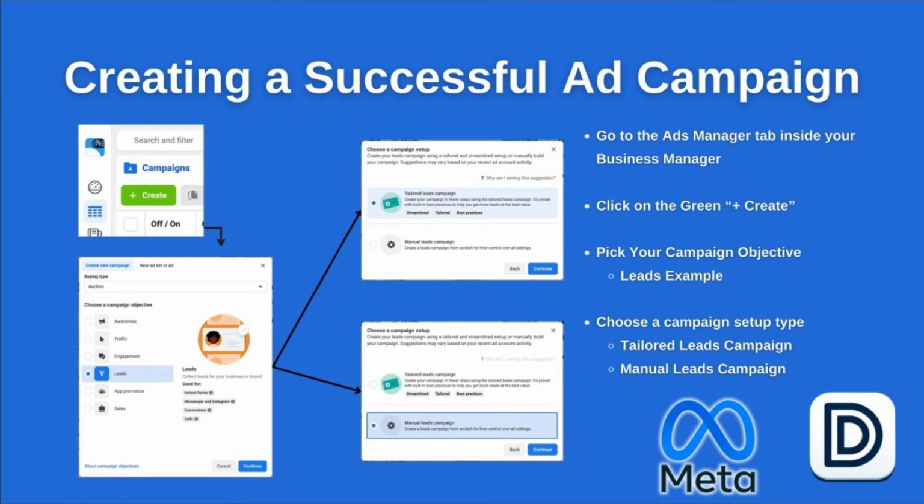So what does it look like if we want to run a leads campaign? Well, let me show you. You're going to pick the leads objective from your campaign objective. You're going to go to the Ads Manager tab inside your Business Manager like before. And again, you're going to click on the green plus Create button. And at your campaign objective, you're going to choose leads. And from here, you're going to choose a tailored lead campaign or a manual leads campaign.